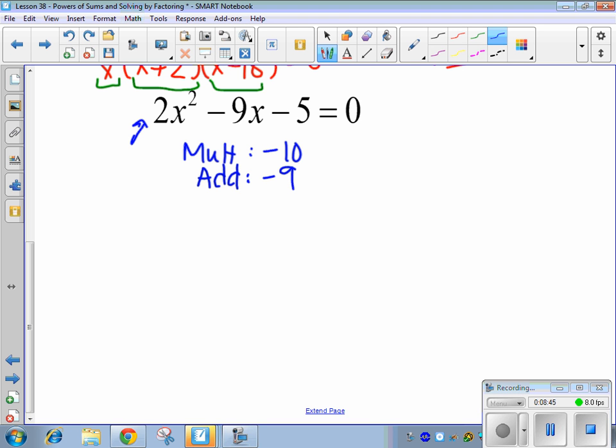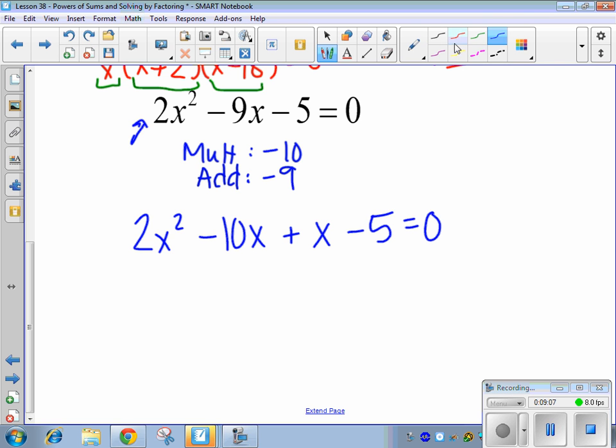Anybody new? Anybody? Thanks, Peanut Gallery. 10 and negative 1. Actually, that's wrong, yeah. Negative 10 and plus 1. So I'm going to rewrite this. Minus 10x plus x minus 5.